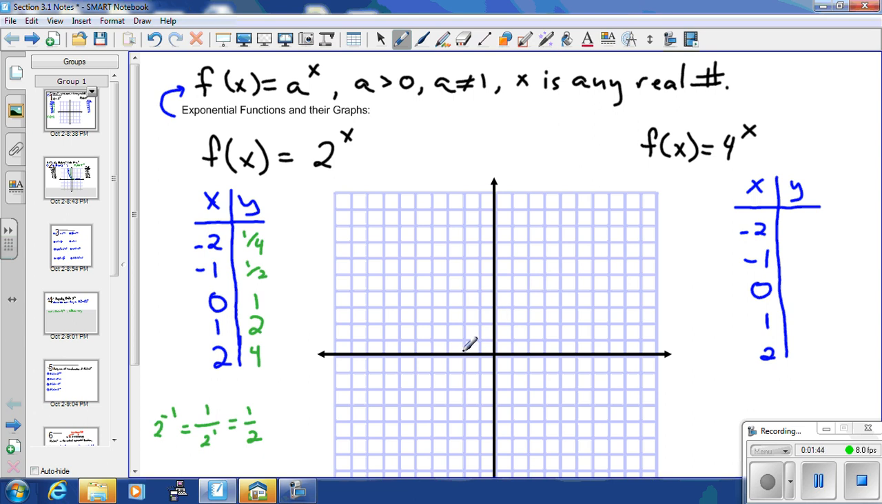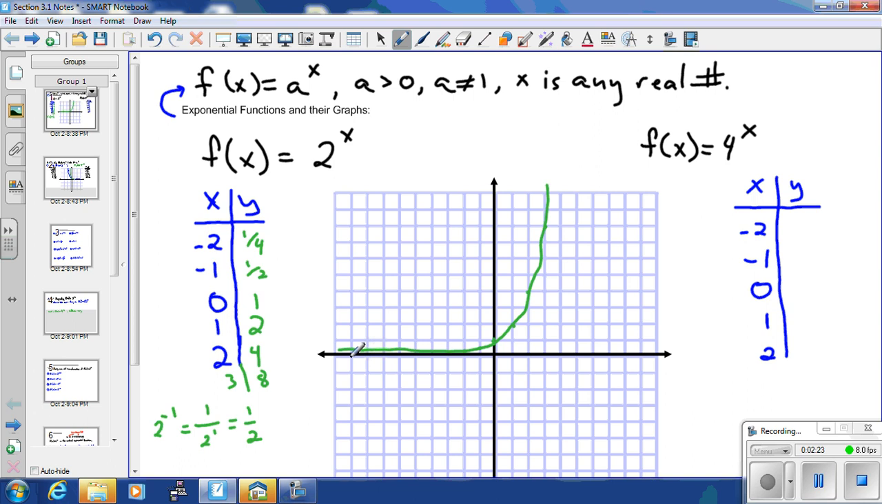So if I plot these points, negative 2 at 1/4, negative 1 at 1/2, 0 at 1, 1 at 2, and 2 at 4. Actually, here I can add one more. I'll add 3, because 2 to the third power would give me 8, and that's still going to be on the grid here. So right there. So this graph is going to have an asymptote. It's never going to touch this. I'll explain that in a moment. But it will curve up here. Try and draw this as accurately as we can. That's not too good of a drawing, but that'll do.